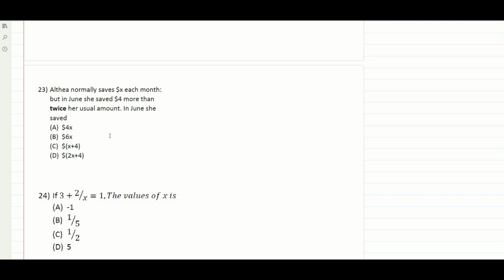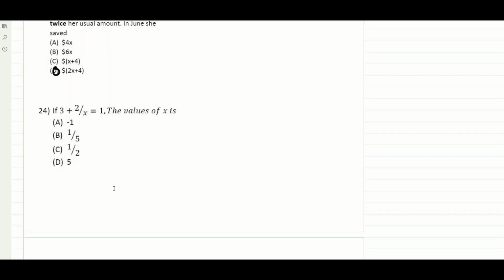Alright, let's look at this. This is the next question that we did again several times. The answer was 2x plus 4, but let's just make sure, right? Alita normally saves x each month, but in June she saved 4 more, meaning you're adding 4 to twice her usual amount, 2 times x, which is 2x, so that is why the answer is D.